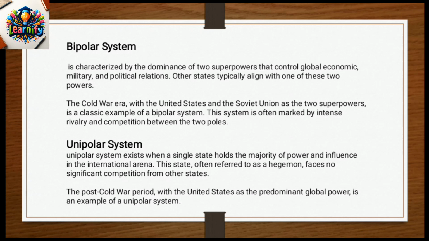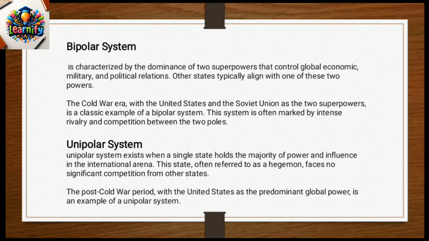A bipolar system is characterized by dominance of two powers that control global economic, military, and political relations. Other states typically align with one of these two powers. The Cold War era with the United States and the Soviet Union as the two superpowers is a classic example of a bipolar system. This system is often marked by intense competition between two poles.